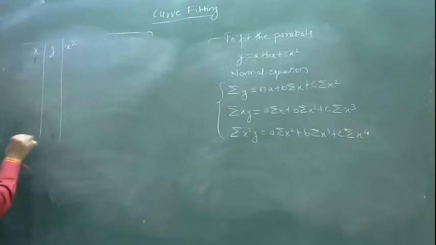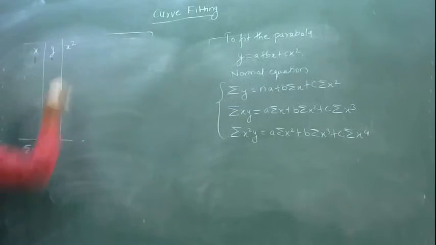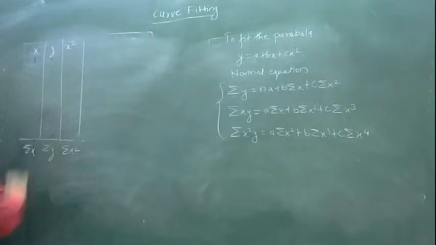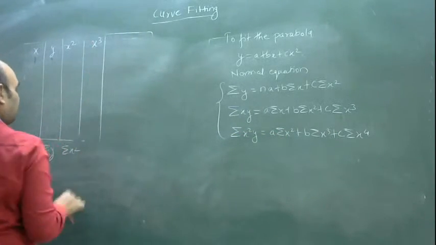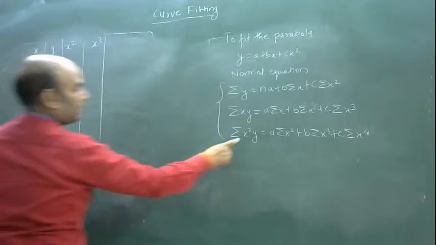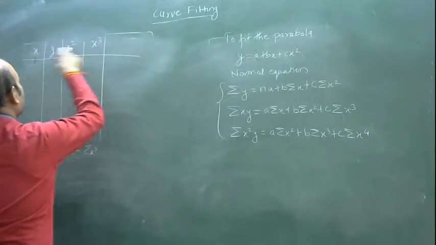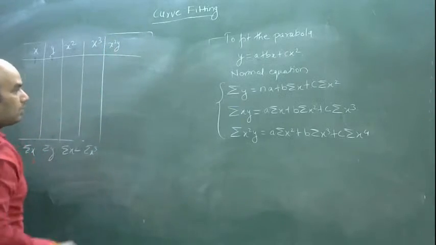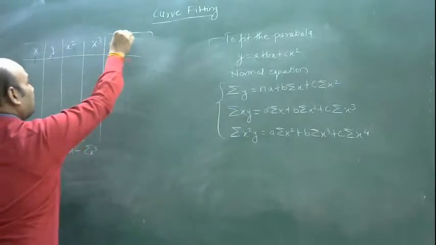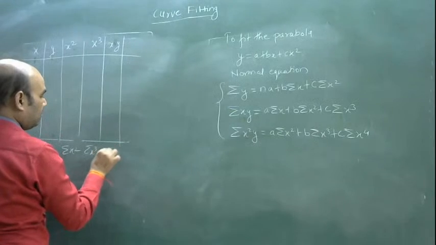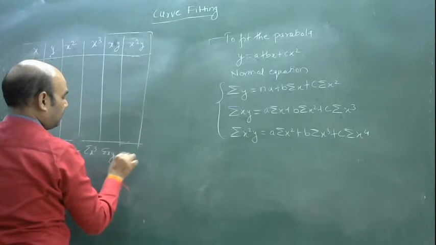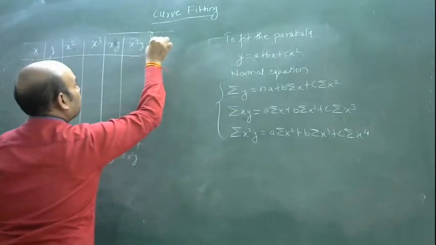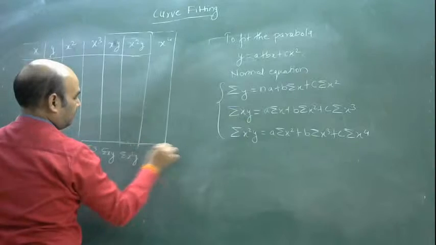So these values are given, so you will find all the values of x, then summation of y, then summation of x square. Then summation of x cube, then summation of xy, then summation of x square into y, and the last term will be summation of x to the power 4.